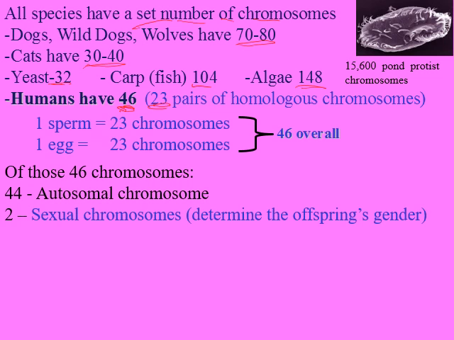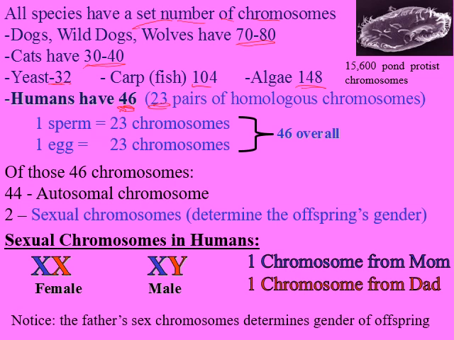Of these 46 chromosomes, 44 of them, that is to say 22 pairs, are what we call autosomal, meaning they have no influence in any way upon the gender of the organism, in this case humans. Two of these chromosomes, however, are what we call the sex chromosomes. These determine the offspring's gender, whether it's going to be a male or a female. In humans, a female has two X chromosomes, whereas a male has an X and a Y chromosome.